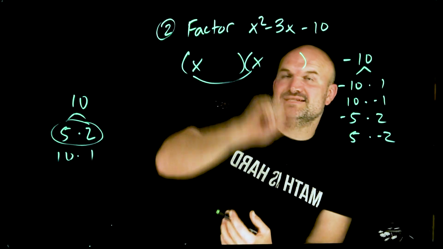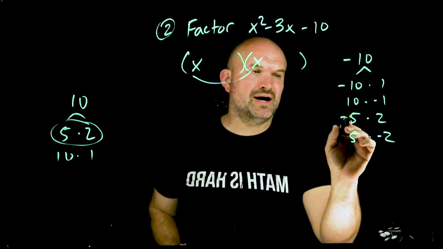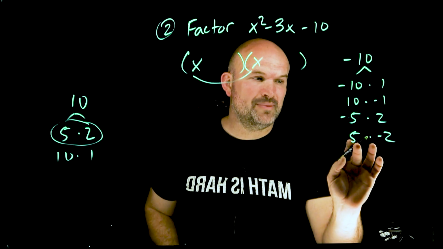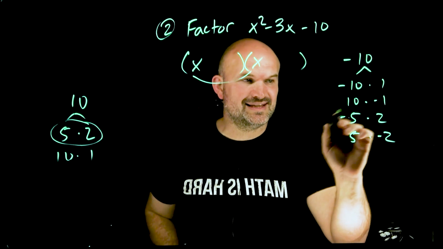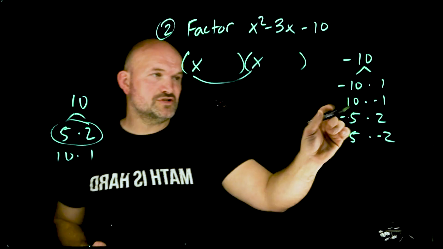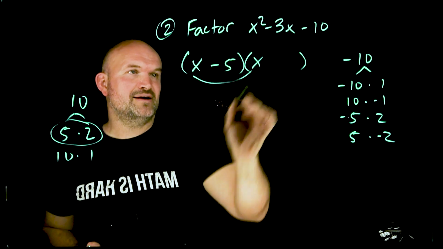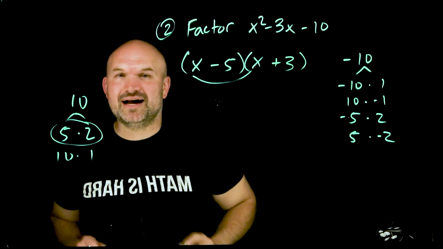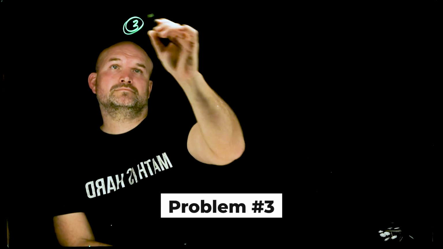However, we need to get this difference to be a -3. So what do you want, a -5 and +2, or +5 and -2? Hopefully you recognize that this is going to give us a -3. That would give us a +3. So now these are going to be the values of my factored form. And now I have factored successfully.